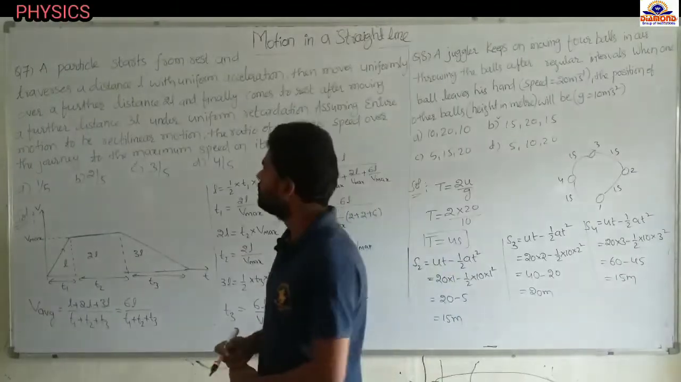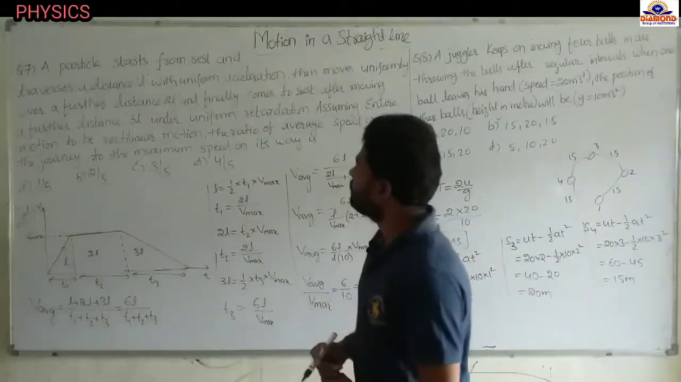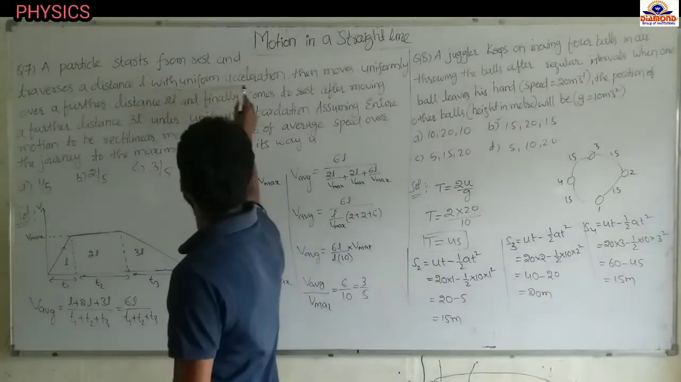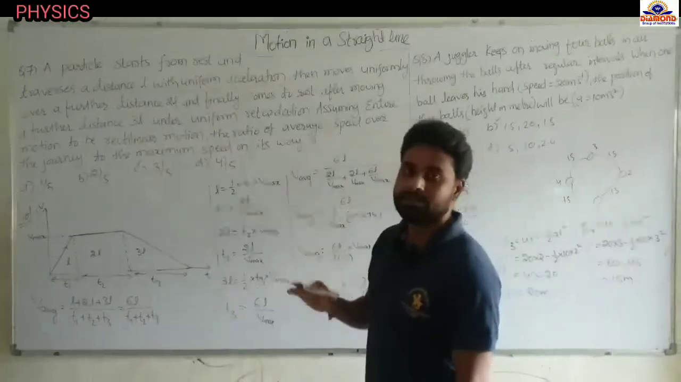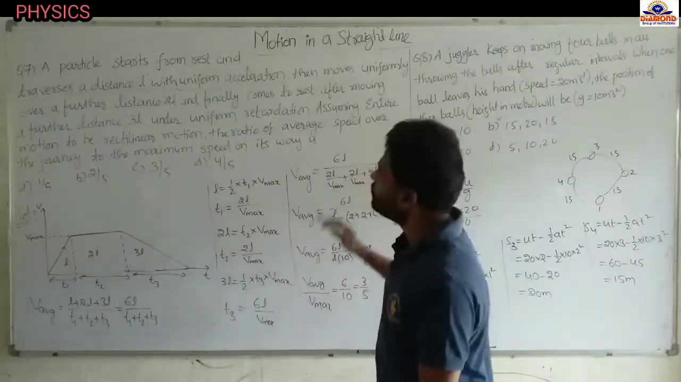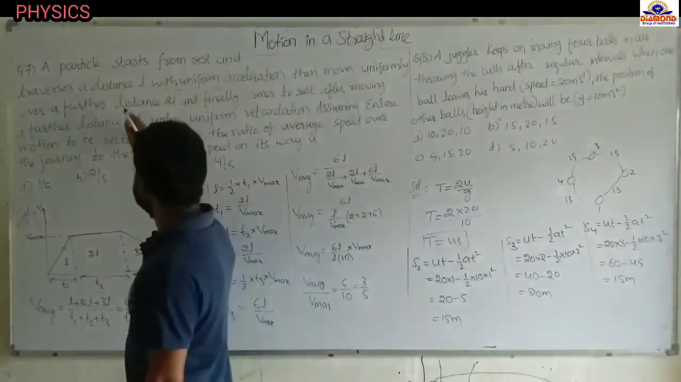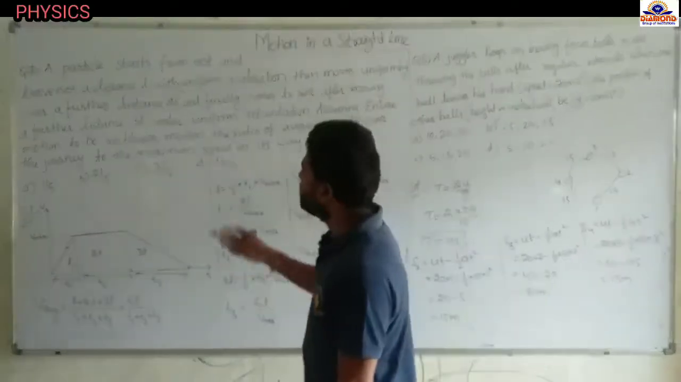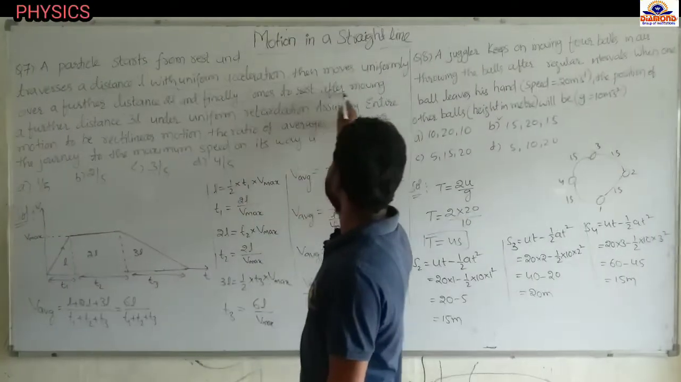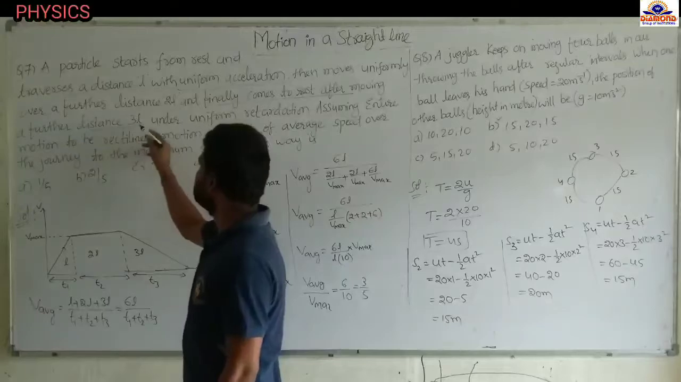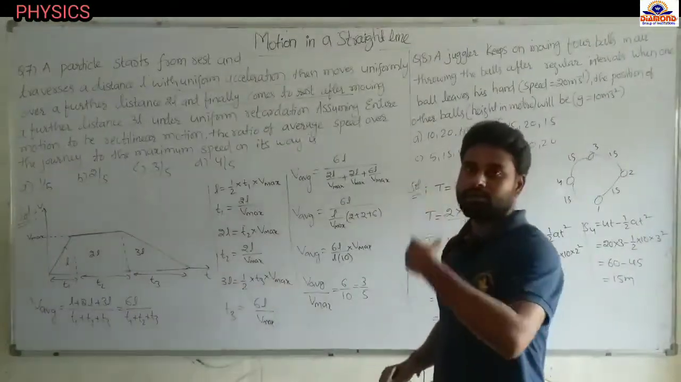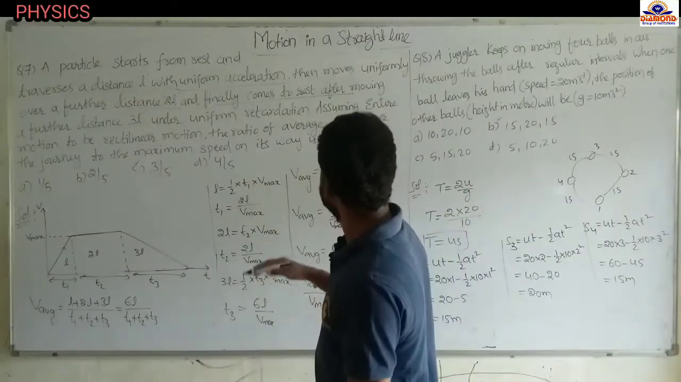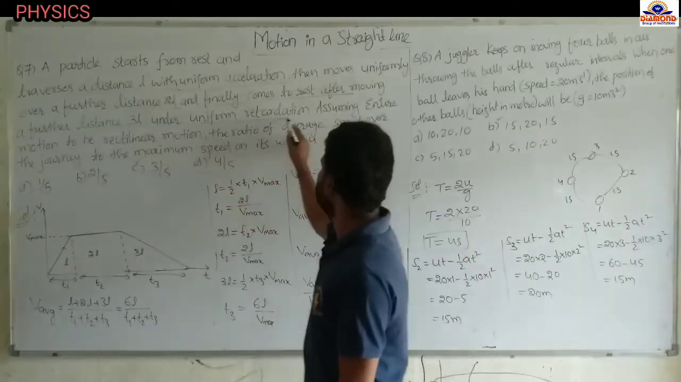Okay, next question, the seventh question. A particle starts from rest and traverses a distance L with uniform acceleration. It covers the L distance with uniform acceleration, then moves uniformly over a further distance 2L. Moving uniformly means acceleration equals 0, and it covers the 2L distance. Finally it comes to rest after moving a further distance 3L. Coming to rest means retarding, decelerating, covering the 3L distance and coming to the rest position under uniform retardation.